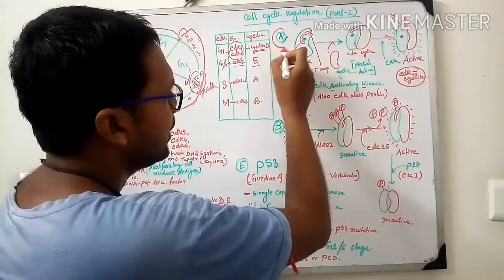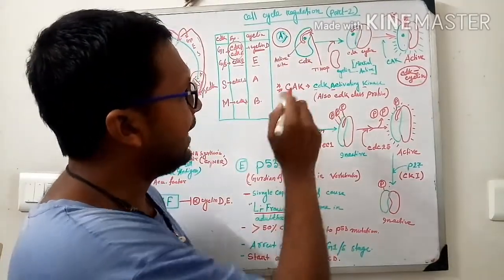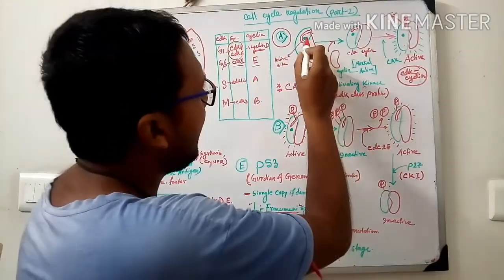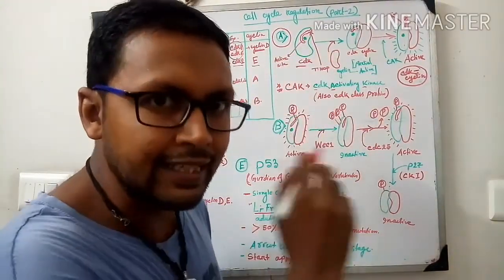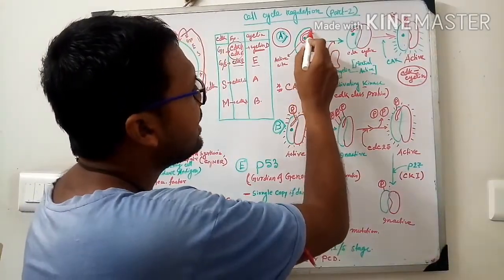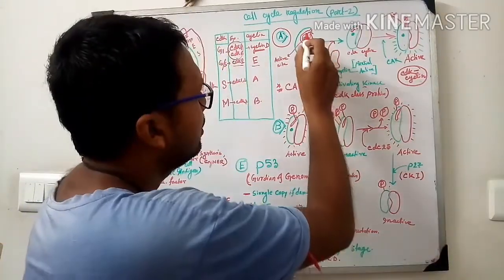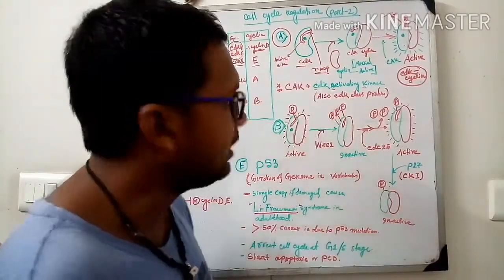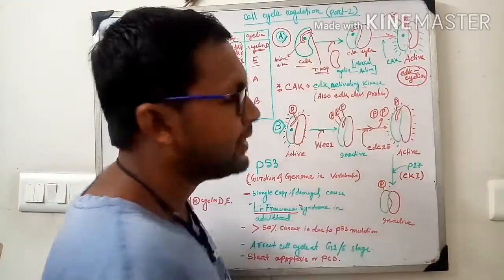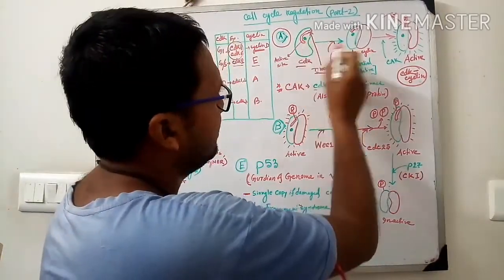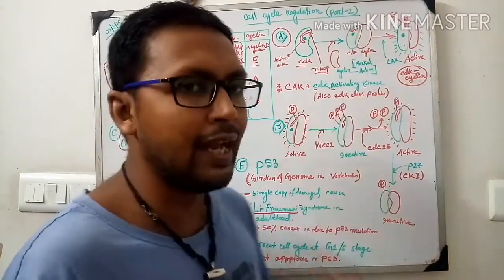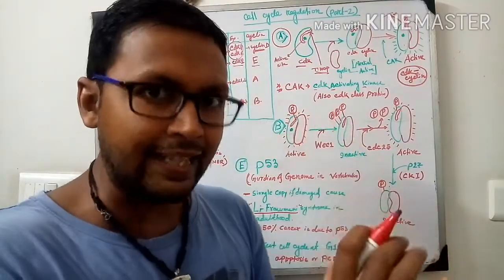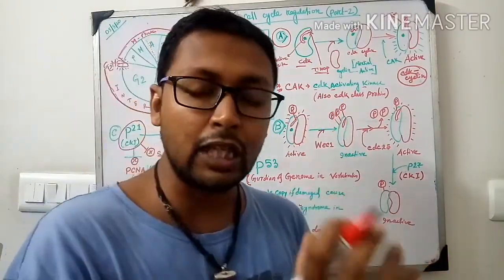In the first step, a CDK alone is incomplete. CDK's active site is inhibited by its own T loop. Now the cyclin protein attaches to the CDK and separates the T loop from the active site. After the attachment of cyclin to CDK, a conformational change occurs in the CDK protein.